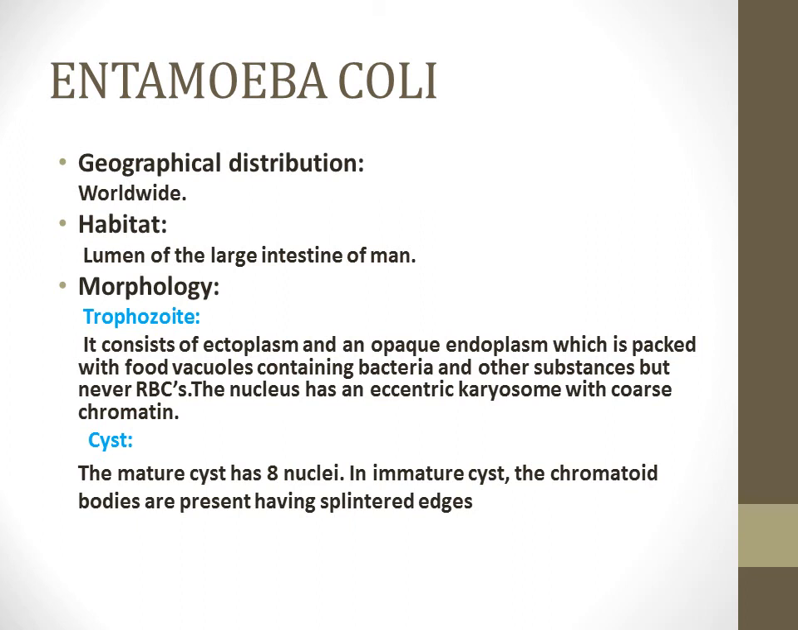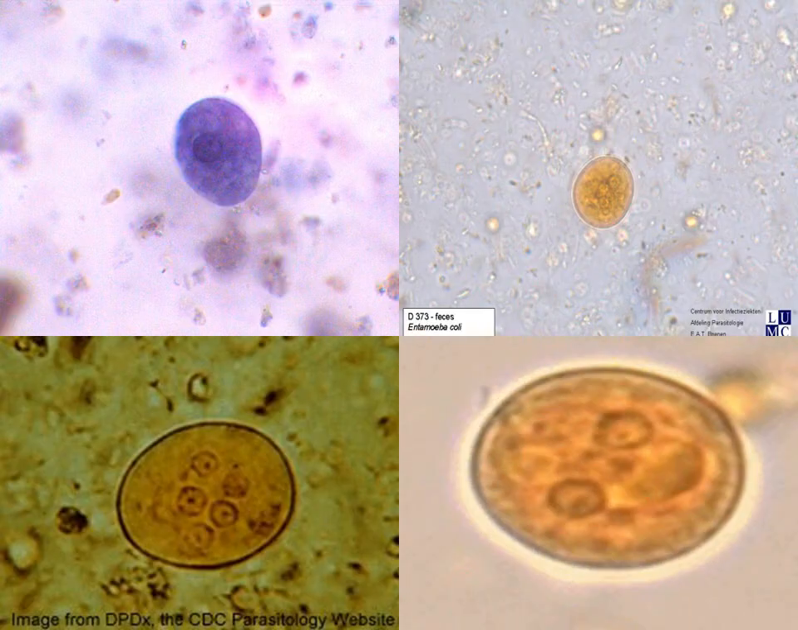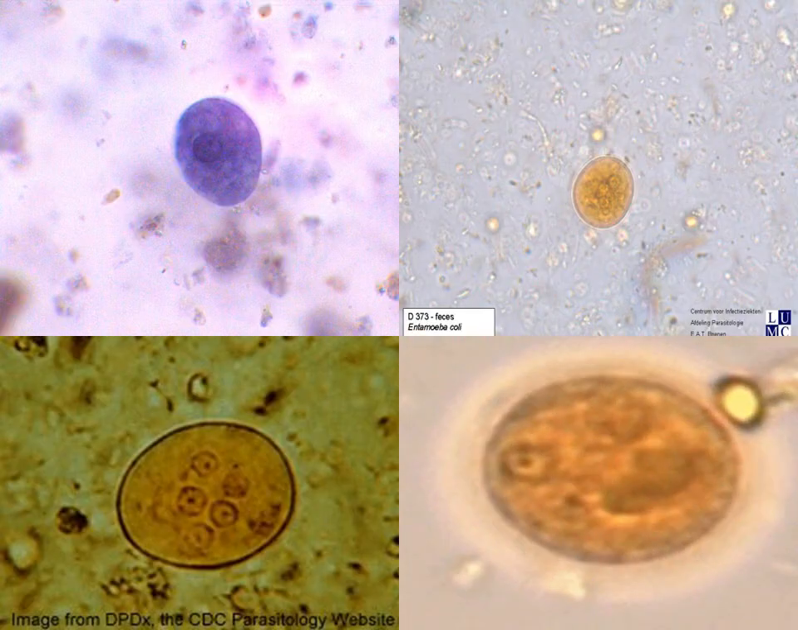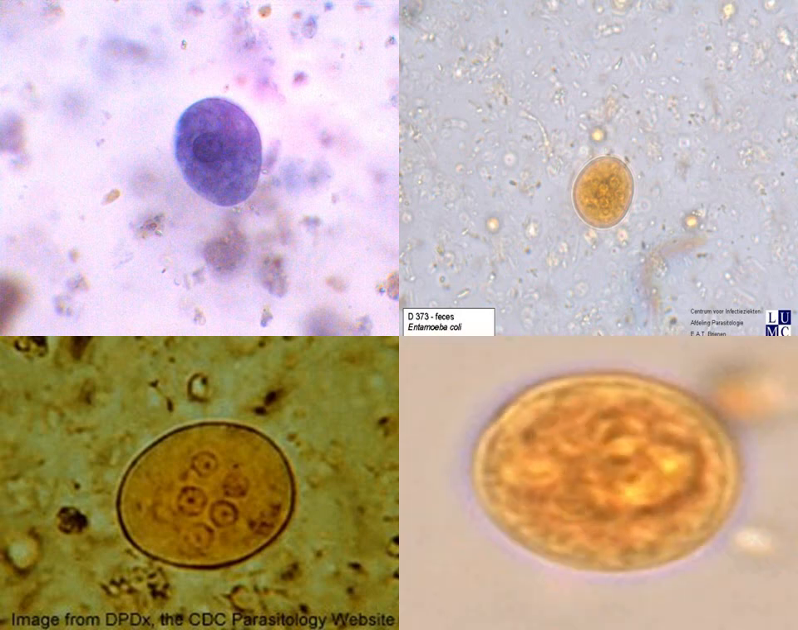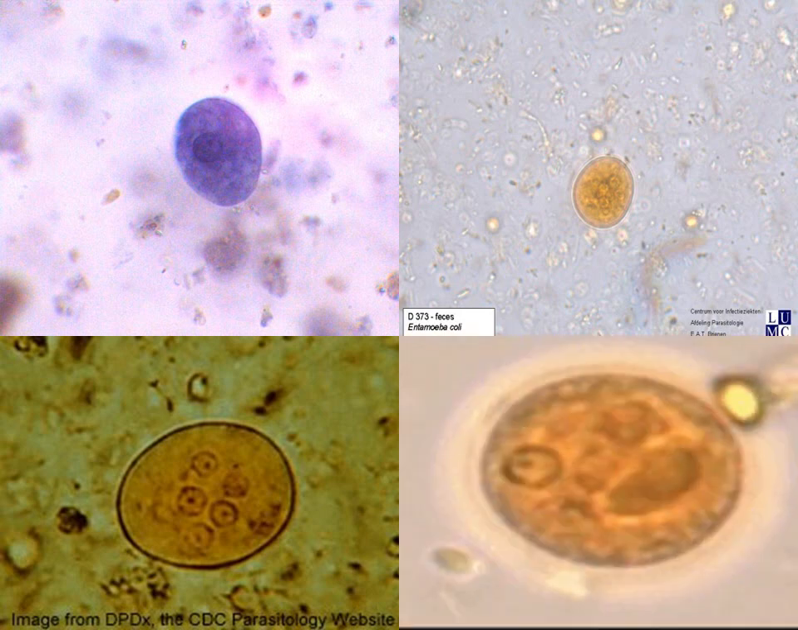The difference between the cyst of Entamoeba coli and Entamoeba histolytica is that the cyst of Entamoeba coli has 8 nuclei, and in immature cysts, the chromatoid bodies in Entamoeba coli possess splintered edges, whereas the chromatoid bodies of Entamoeba histolytica have characteristic rounded edges. This is a gross photomicrograph of Entamoeba coli, showing the mature cyst with 8 nuclei and the trophozoite form with an eccentric nucleus.